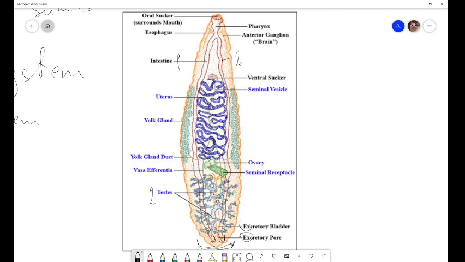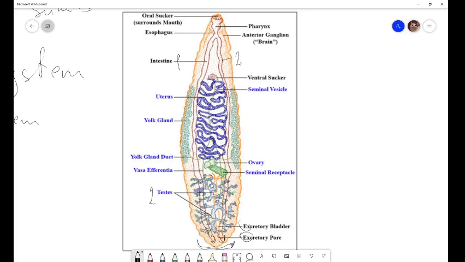And what's the next? The vas deferens dilates into a seminal vesicle and ends in a muscular copulatory organ, the cirrus. The name of this copulatory organ is the cirrus, which may be enclosed in a cirrus sac. And the cirrus opens into the common genital pore anterior to the female opening.